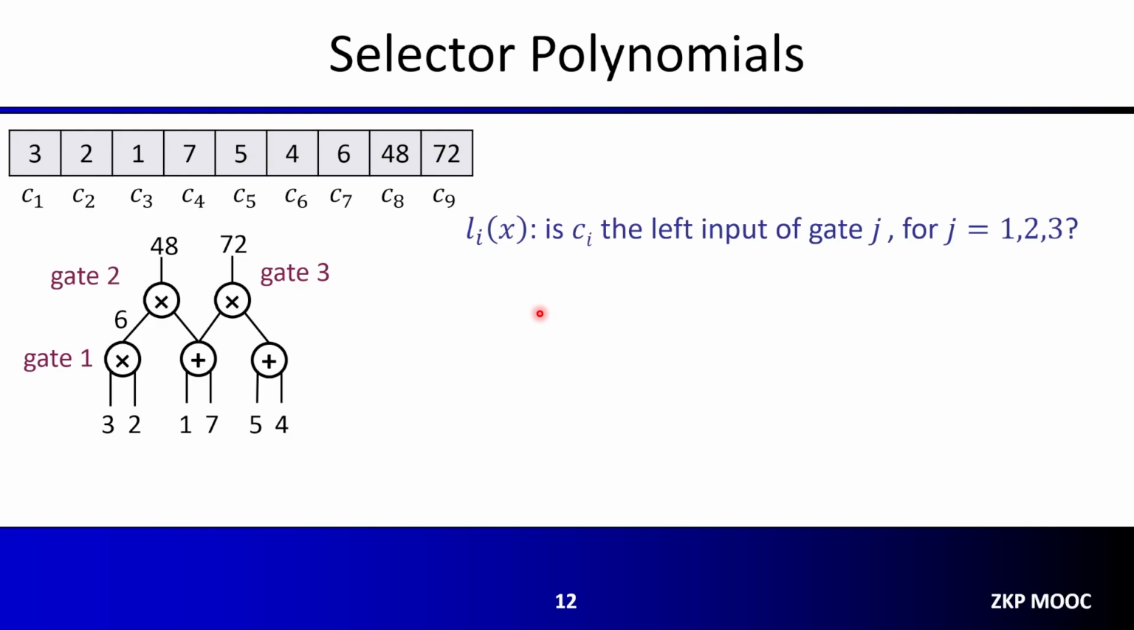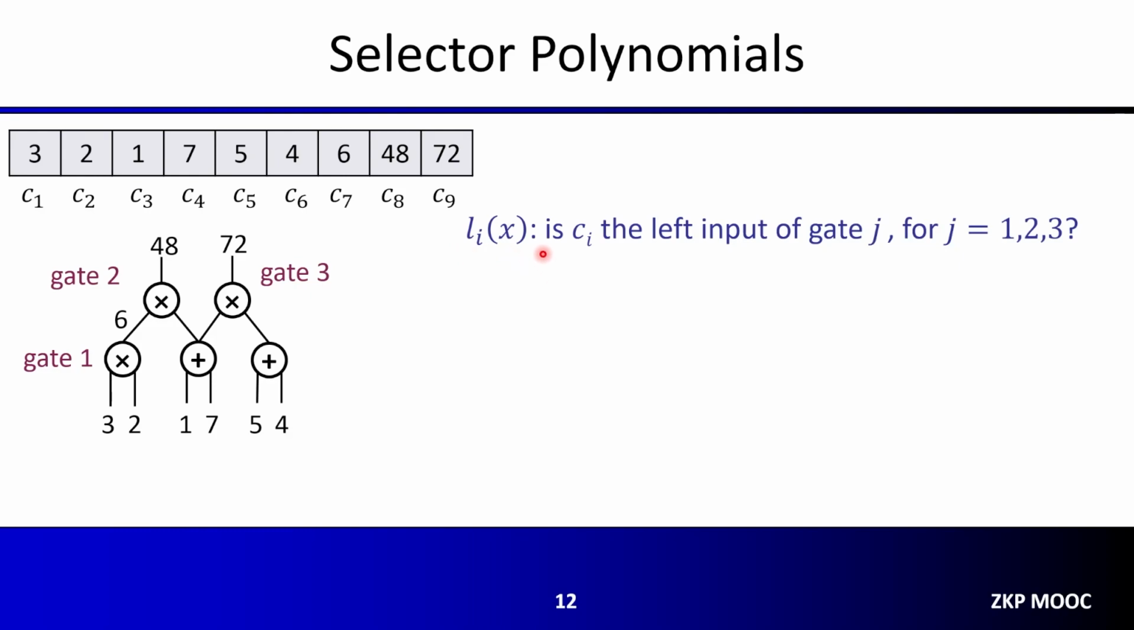With that, the next concept I want to introduce is the selector polynomials. That is the key component to reduce the problem of circuit satisfiability to a polynomial equation, which is essentially the quadratic arithmetic program. So let's spend most of the time of this segment to understand the definition of this selector polynomial. I'm going to first define a set of polynomials called L_i(X).